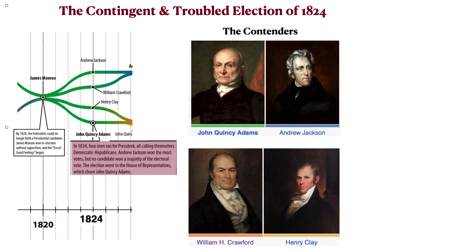John Quincy Adams is selected, but many people think he was selected because of a corrupt bargain where he was to go on to appoint Henry Clay Secretary of State. Again, a very powerful position, and Henry Clay sort of threw his delegates in Adams' way. So this was not liked, especially by Andrew Jackson. But we'll talk about that in the next lecture.